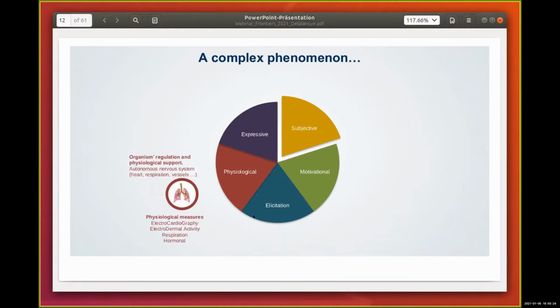The second component is the autonomic reaction. And during an emotional episode, physiological changes allow the body to react to the demands of the situation. And the specificity of the physiological reaction during a specific emotion is a very old debate too in the field, and maybe I can explain that later if I have questions. But we can measure these components using a lot of different measures like electrocardiography, electrodermal activity, respiration, also hormonal reactions. So we have a lot of different measures to target this physiological response during an emotional episode.